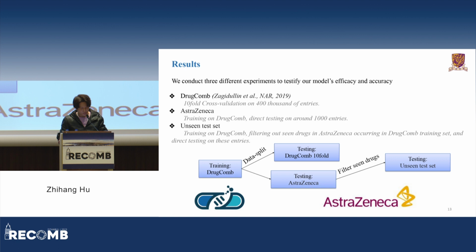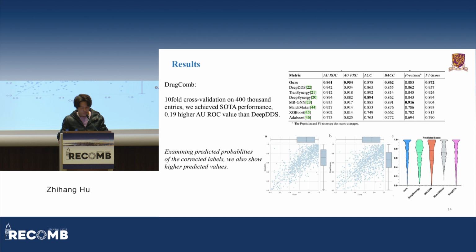On DrugComb, we compare with different methods. Since this doesn't contain domain shift data, many methods perform over 90, and maybe there's not much challenge on this dataset. Conclusively, we achieved around 0.19 AUROC higher than the second best, DeepDDS. We also examined the predicted probabilities of the correct labels, and as shown, most dots lie under the diagonal, which refers to our higher predicted probabilities.